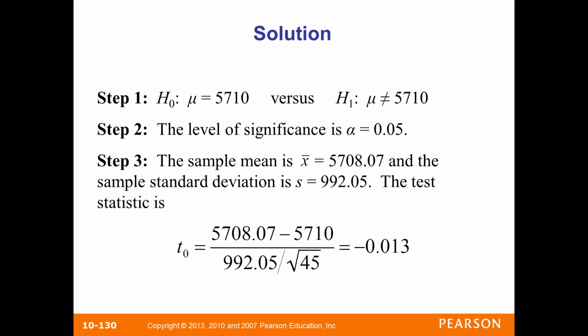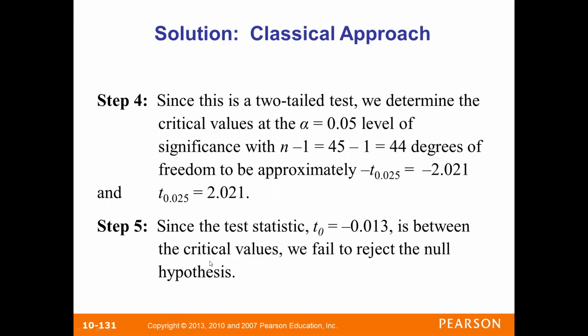We know that X bar is 5708.07 and S is 992.05. The test statistic is minus 0.013. So that means we were 0.013 steps left of the mean. That's not very far from the mean. So just looking at that, I can tell that we're not going to have a significant difference, but let's look at it. Since this is a two-tailed test, we're going to determine the critical values at the alpha 0.05 level, and we're going to do that with 44 degrees of freedom.